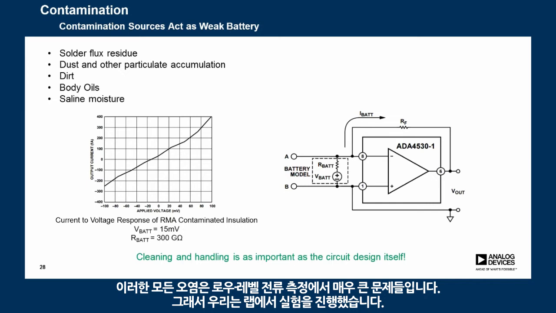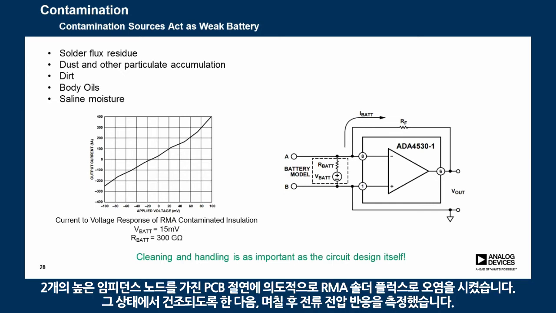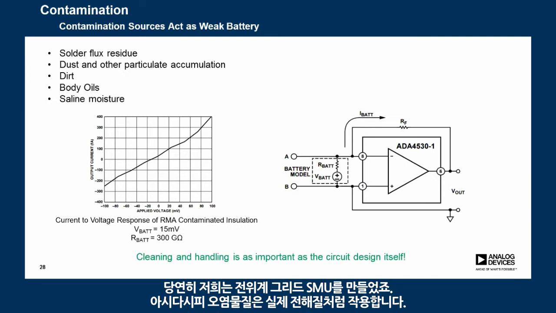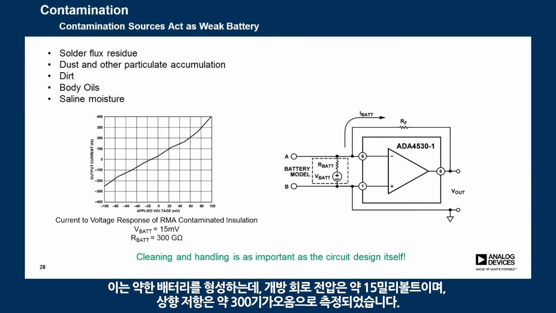So what we did was an experiment in the lab. We had a PCB insulation with 2 high impedance nodes, and it was purposefully contaminated by RMA solder flux. We then allowed it to dry in lab conditions, and a few days later, we measured the current to voltage response, obviously with an electrometer grade SMU. And what we realized is that the contaminant actually acts like an electrolyte. It formed a weak battery, and the open circuit voltage was measured to be about 15 millivolts, and output resistance to be about 300 gigaohms.